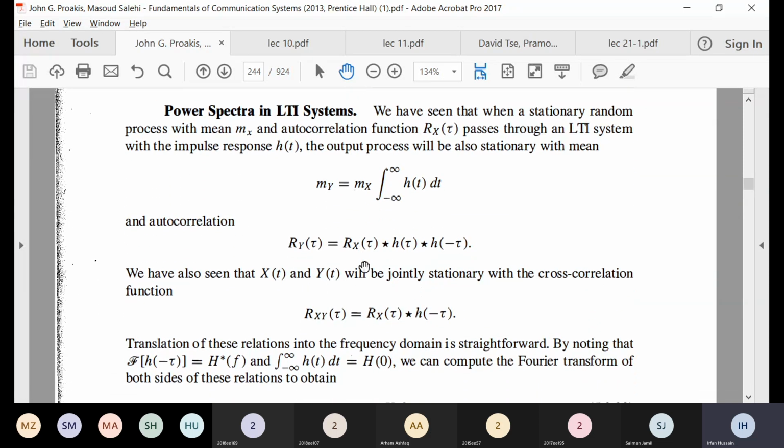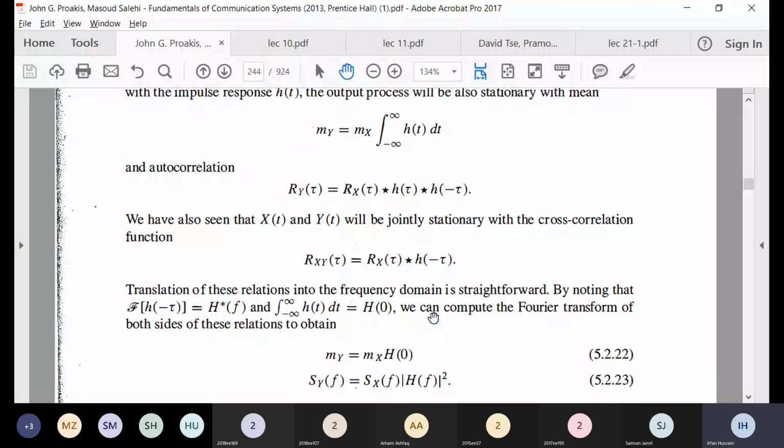Now, how can I find the power in LTI systems? Meaning, if I have a random process with a mean and autocorrelation as an input to an LTI system, we know that the output is also a random process with certain properties that we learned earlier. The output's mean will be equal to the input mean times the sum of the impulse response of the LTI system. This was proven. Then we saw that the autocorrelation of the output will be equal to the autocorrelation of the input convolved with the impulse response, and again convolved with the impulse response flipped around the tau axis. And the cross-correlation between x and y will be the autocorrelation of x convolved with the flipped version of the impulse response.